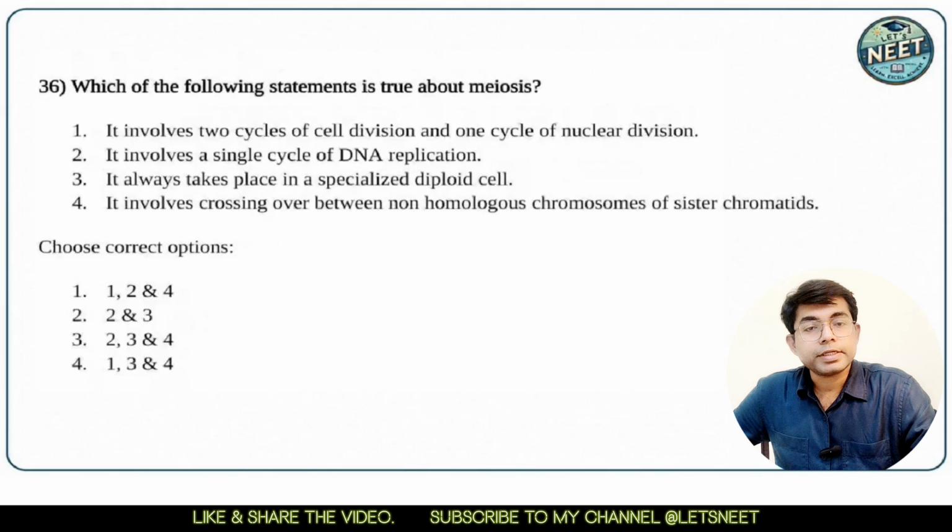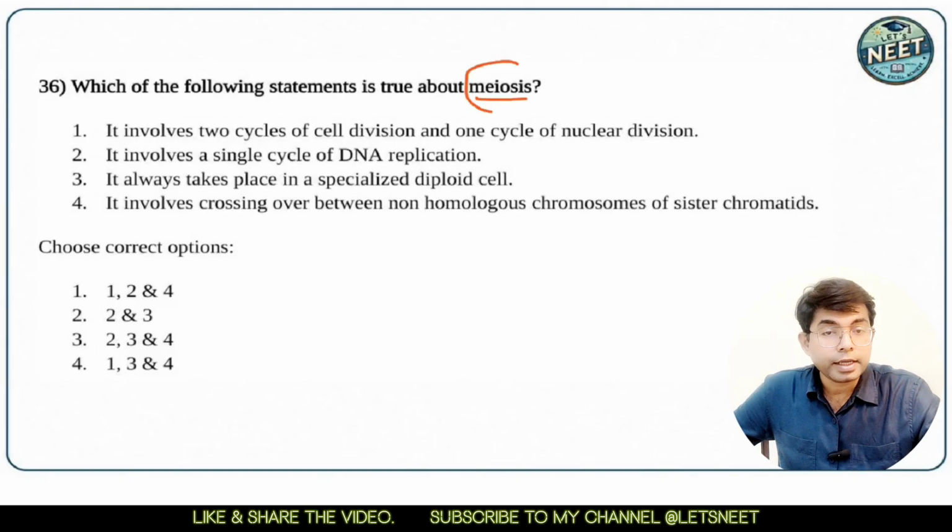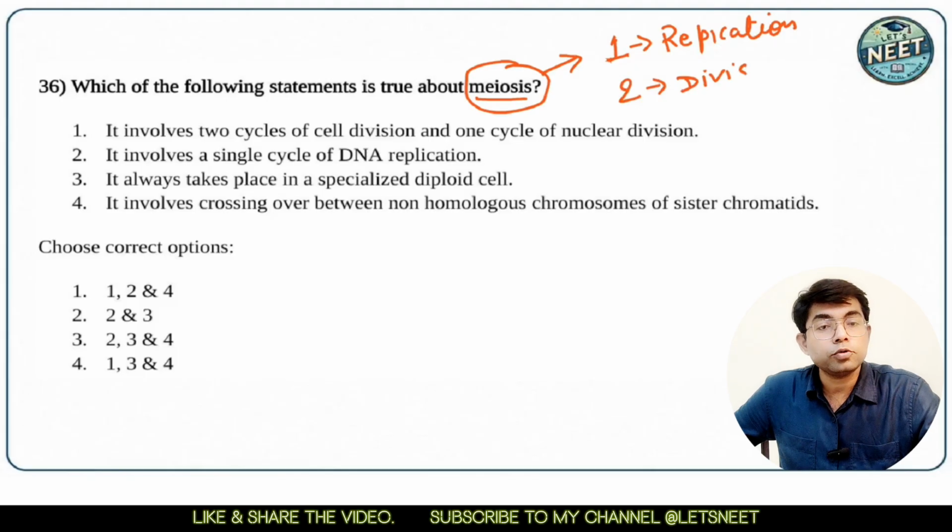Which of the following statements is true about meiosis? It involves 2 cycles of cell division and 1 cycle of nuclear division. Now in meiosis, what actually happens? Here 1 cycle of replication and 2 cycles of division. And here the division includes nuclear division. So this statement is wrong.